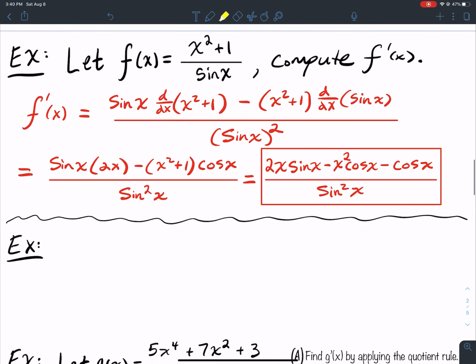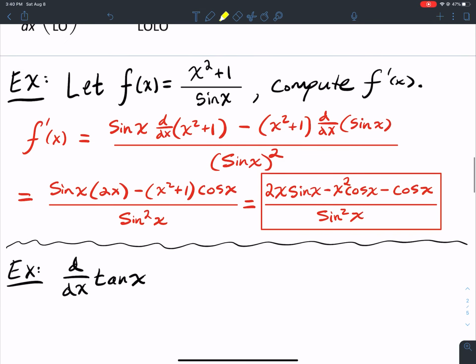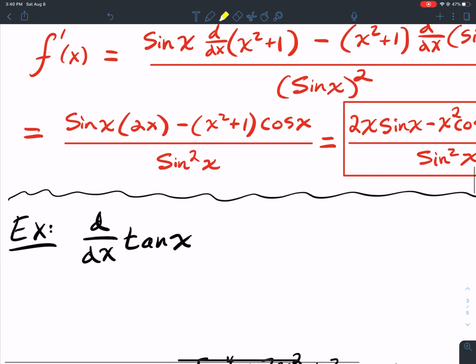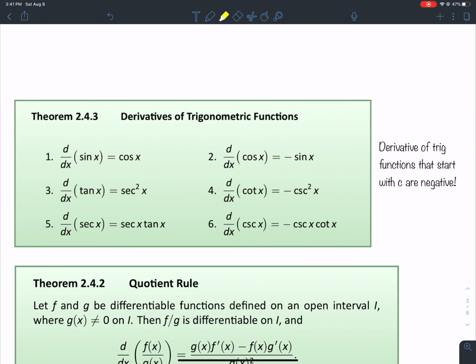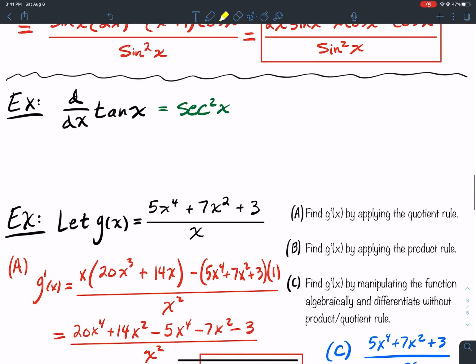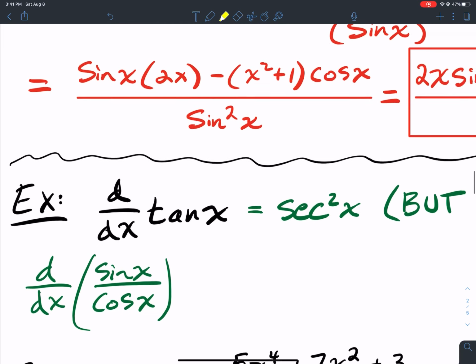All right, let's try another example with the quotient rule. So we have the derivative of tangent. Well, we know from a previous video that we're supposed to memorize that the derivative of tangent is secant squared. But why is it true that the derivative of tangent is secant squared? That's the question, okay? So it's true. How? Well, through the quotient rule. Tangent is sine divided by cosine. So I'm going to use the quotient rule on sine divided by cosine.